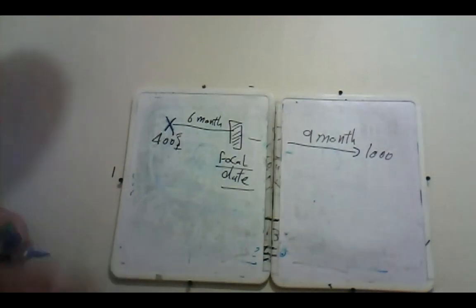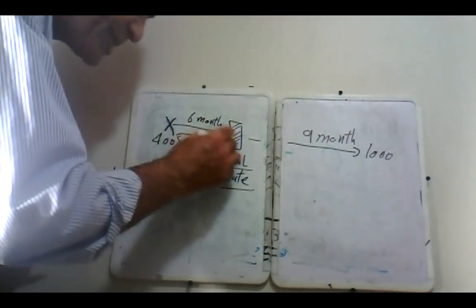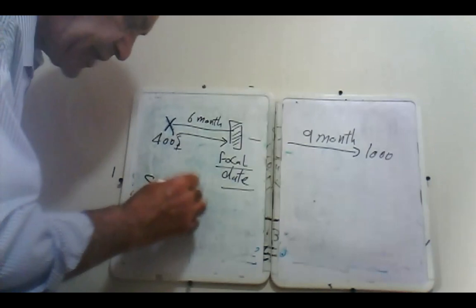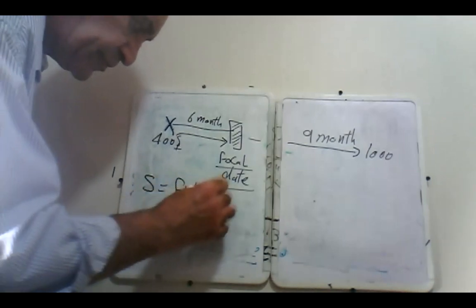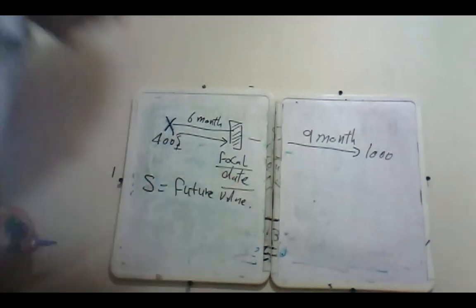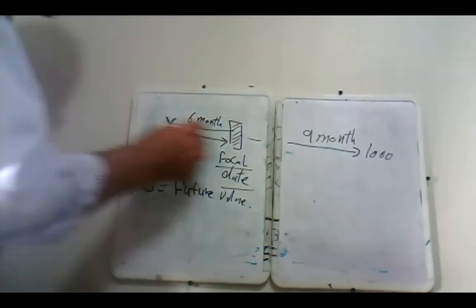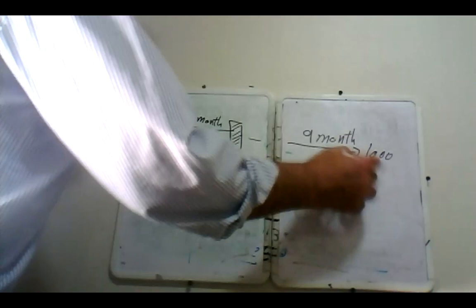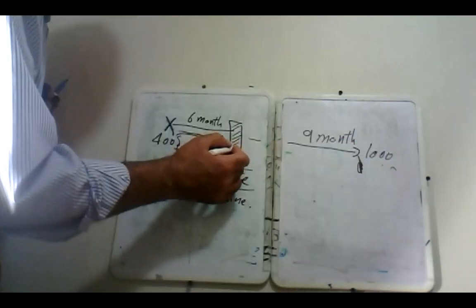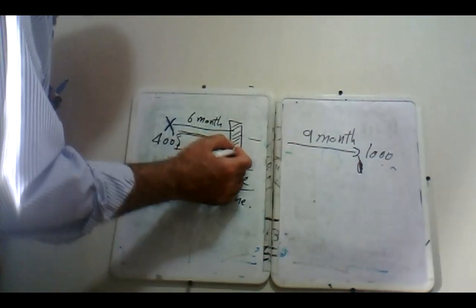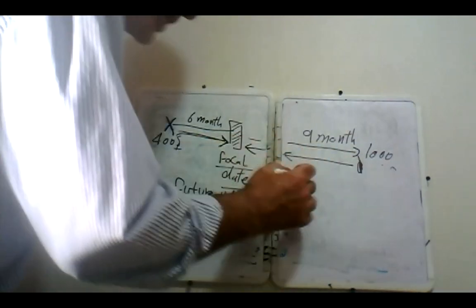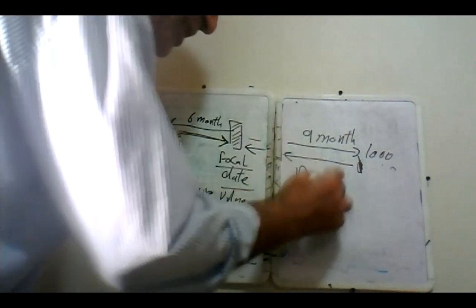It's very easy. When I go like this, I will get the S, which is the future value. So I'm going like this to get the future. But now this amount in the future, I just want to bring it to the present. See, I'm saying now. So here I will go backward to get the P, which is the present value.